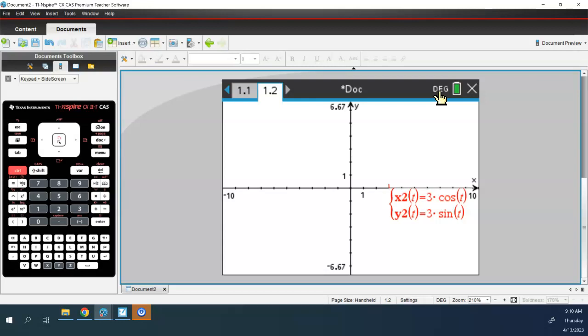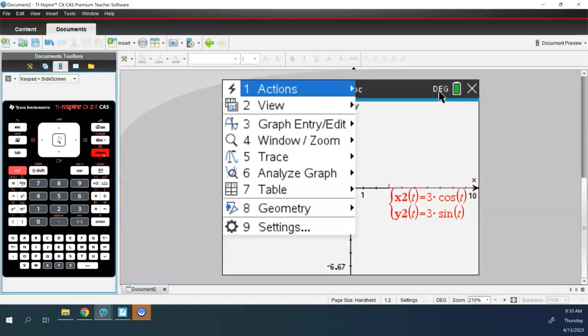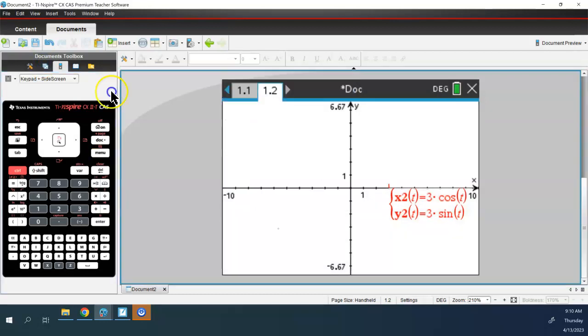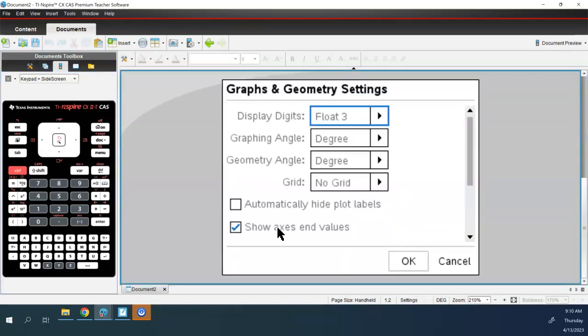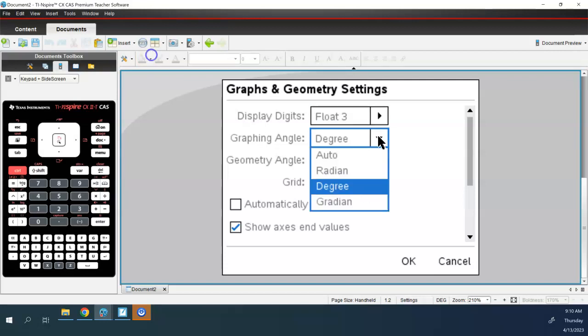2 pi, what's that? Is that radians or is that degrees? That's radians. So if you're graphing in radians, if you see a pi, that's radians. Your calculator needs to be in radians. Now there's a couple of different ways that you can do that. One, you can go down into menu and settings, and go with your graphing angle here, and you can make it be radians. That's one way of doing it.